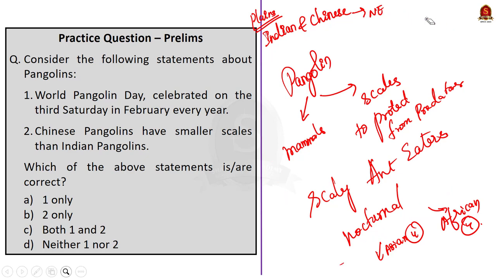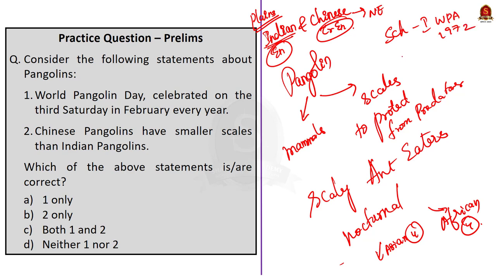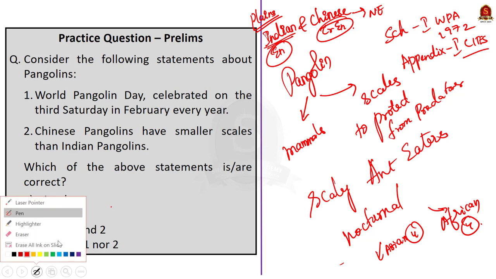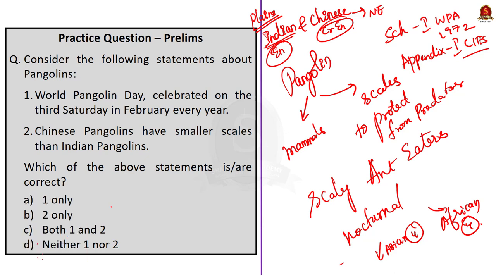And after that, we saw the conservation status of pangolin. See, the IUCN status of Indian pangolin is endangered, Chinese pangolin is critically endangered. Both are protected under Schedule 1 of the Wildlife Protection Act of 1972. Both are placed in Appendix 1 of the CITES. And after that, we saw the reason why it is the most trafficked mammal in the world, because meat and scales are consumed and they are used in traditional medicines in countries like China, Vietnam and other Southeast Asian countries. And with these points in mind, now let us move on to the next article discussion.